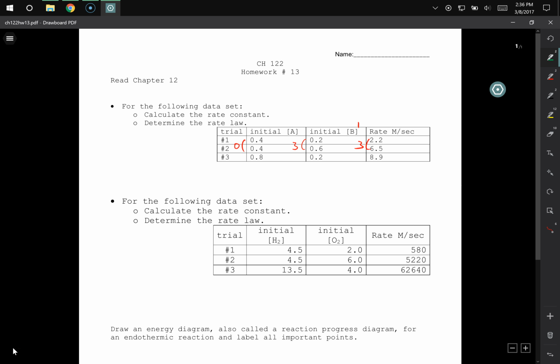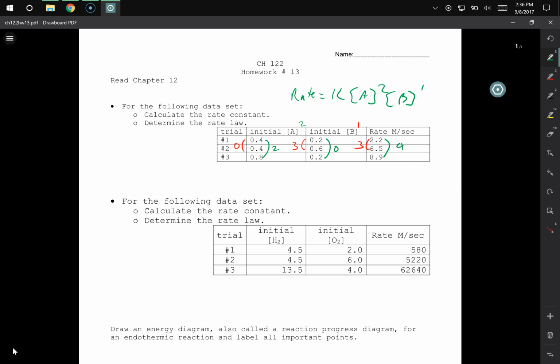Okay, how about A? Trials, which ones? So I go 1, this goes up by 2, this doesn't change at all, and this goes up by about 4. So then it's second order with respect to A. So then the rate law for this is going to be rate is equal to K, A to the second, B to the first. And the constant?